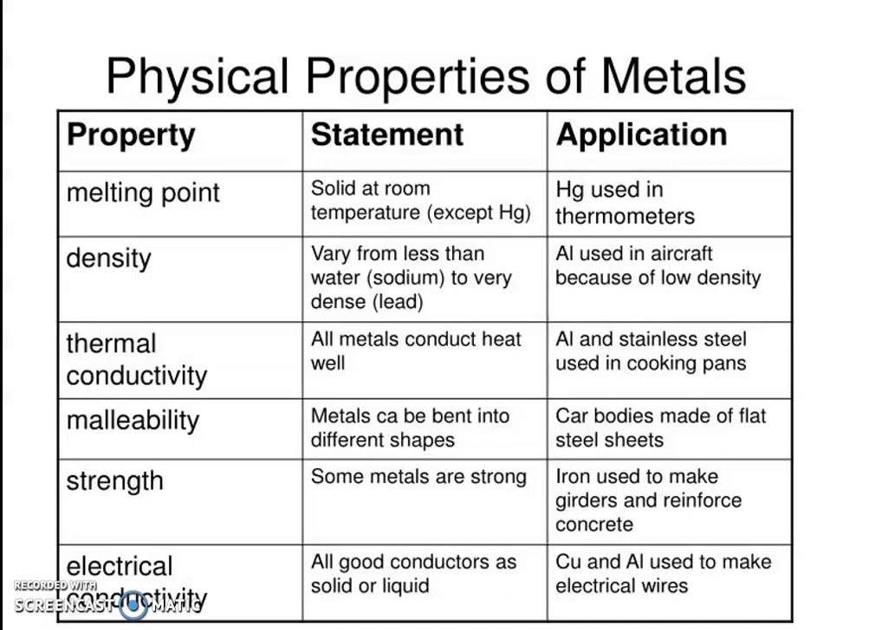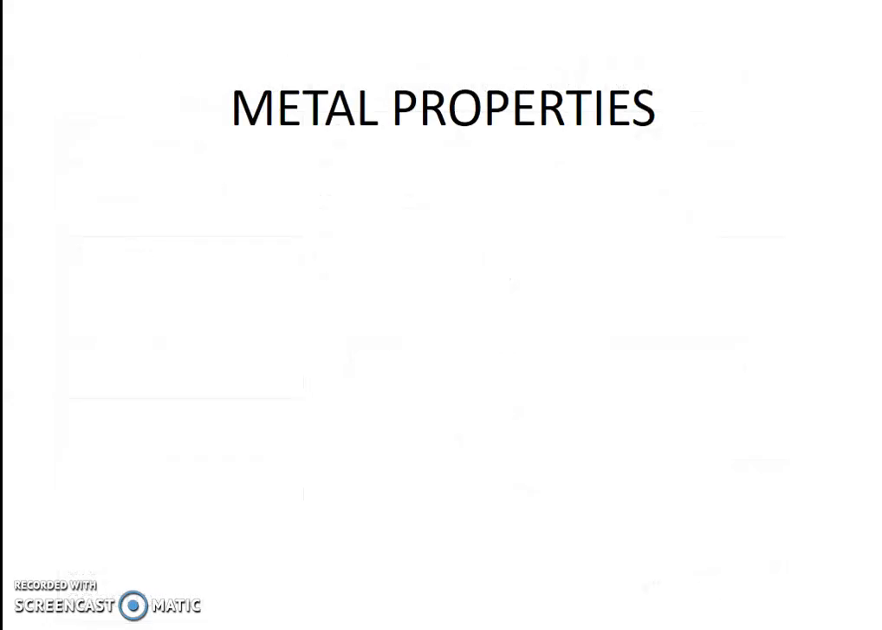Strength. Metals are strong. That's why they are used for construction, automobiles, making bridges. Electrical conductivity. All good conductors are solid or liquid. Copper, aluminium are used for making electrical wires.